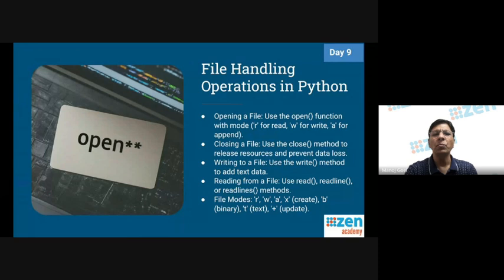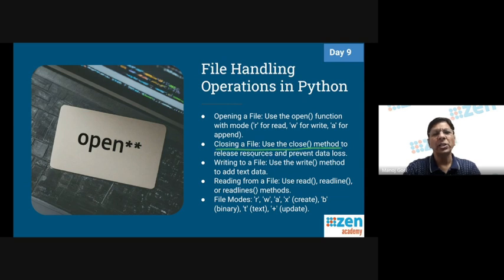If you do W, W means you are creating a new file. Okay. Opening a new file, blank file. A means if a file already exists, then it will append to the bottom of the file. If the file does not exist, it will create a new file, empty file.